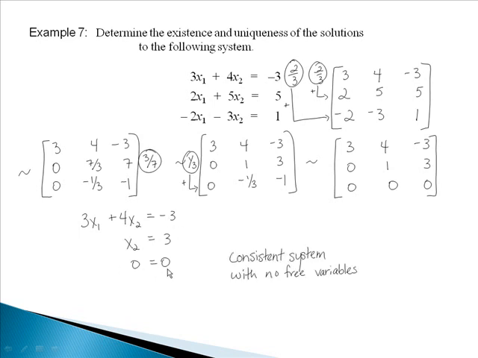So we see that we don't have a case where we have 0 equals a number, so we know that this system is consistent, and we have a consistent system that has no free variables. Each variable, x1 and x2, is a basic variable. When that happens, then we have a unique solution. We'll have one answer. We see that x2 was equal to 3, and if I substitute that back in the first equation, I will then be able to solve for x1 and get a value for it. So I have one solution to the system. So it's consistent and unique.